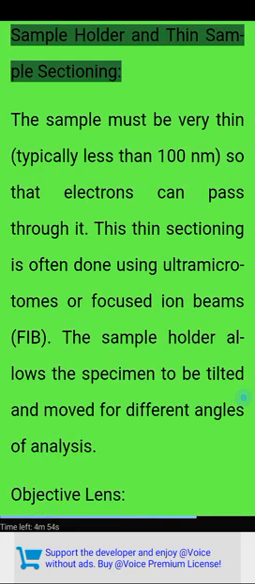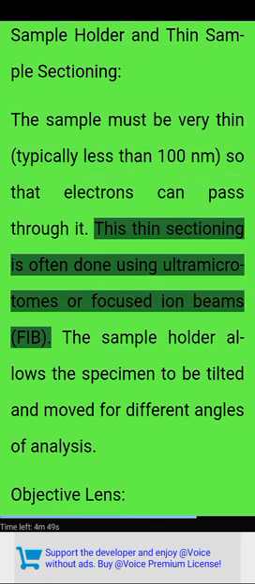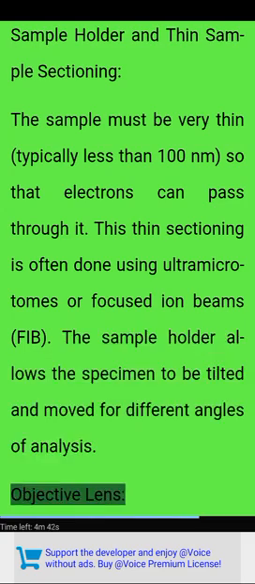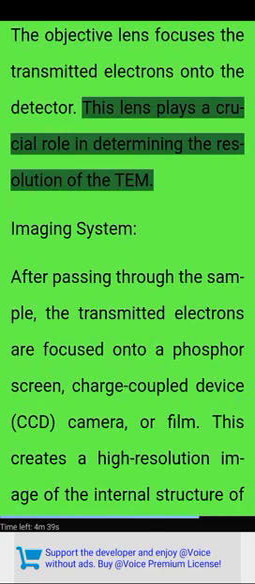Sample holder and thin sample sectioning. The sample must be very thin, typically less than 100 nanometers, so that electrons can pass through it. This thin sectioning is often done using ultramicrotomes or focused ion beams (FIB). The sample holder allows the specimen to be tilted and moved for different angles of analysis. Objective lens. The objective lens focuses the transmitted electrons onto the detector. This lens plays a crucial role in determining the resolution of the TEM.